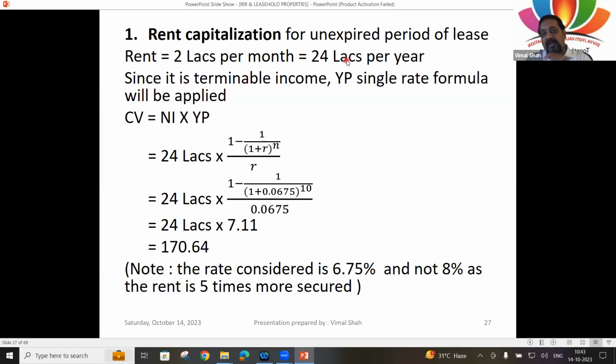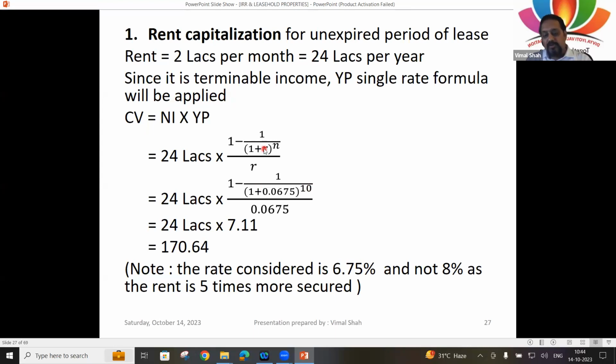Now here I'll be using YP single rate formula. Why single rate formula? Because the income is only for 10 years. 10 years means it is less than 60 years. Income is terminable. And after 10 years, he is getting back his property. So we don't need the recoupment of the capital. Recoupment of capital is not required. So we always use YP single rate formula. Right? So CV is NI into YP. His NI is 24 lakhs and YP is 1 minus PV by R. Here N, it is the unexpired period of lease, that is 10 years. So we will be using the 10 years.